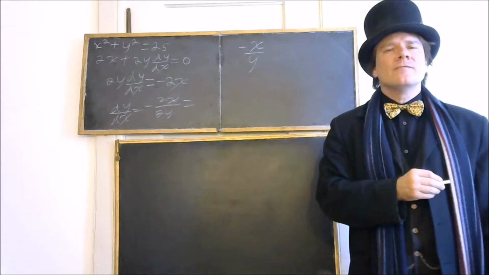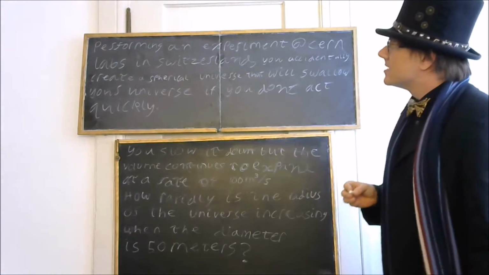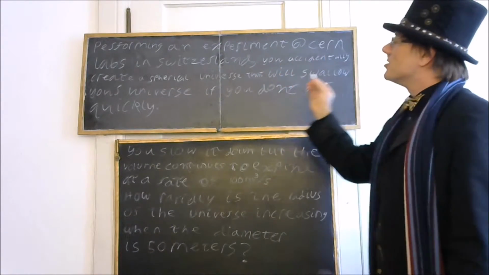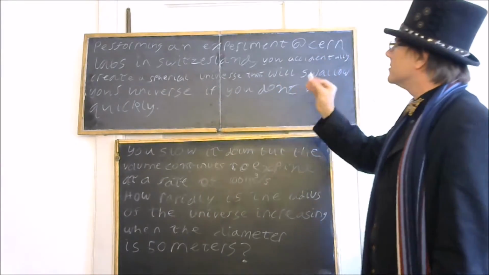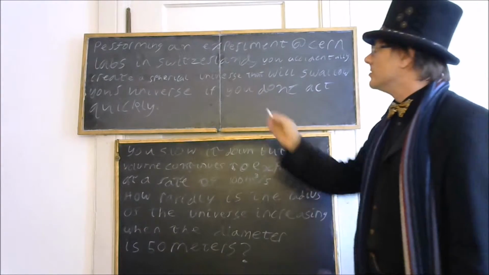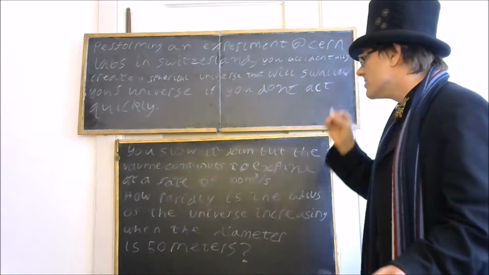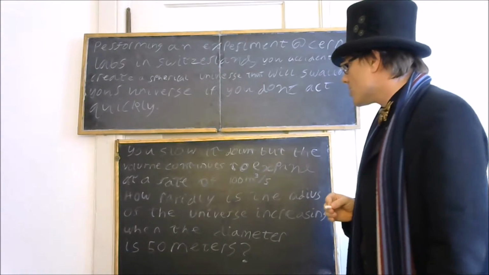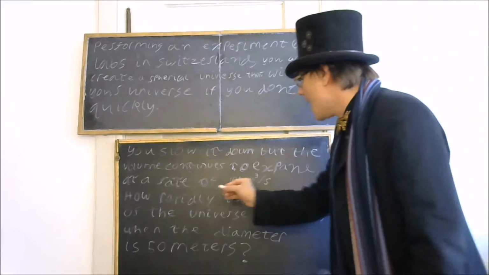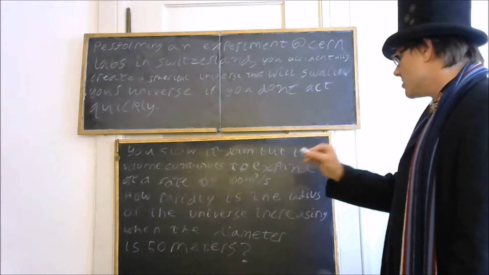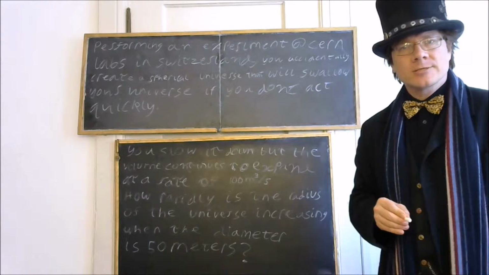Now on to rate of change. Okay, so here is a very exciting situation for us. Performing an experiment at CERN labs in Switzerland, you accidentally create a spherical universe that will swallow your universe if you don't act quickly. You slow it down, but the volume continues to expand at a rate of 100 cubic meters per second. How rapidly is the radius of the universe increasing when the diameter is 50 meters?